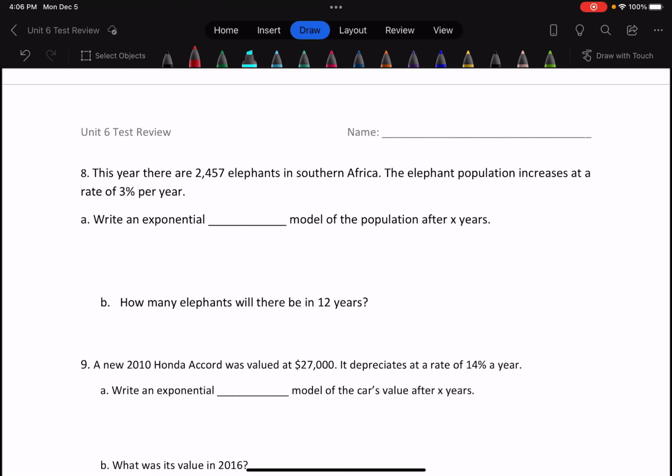Hey guys, it's Miss Adams, and we're still looking at our Unit 6 review, sorry about that guys. And we're going to flip to the back side, so we're looking at problem 8, just finished problem 7. And let's read through this.